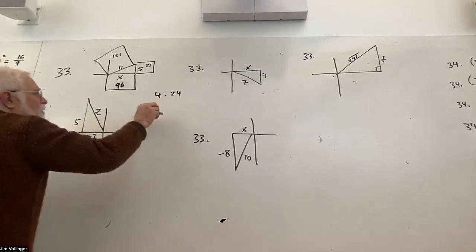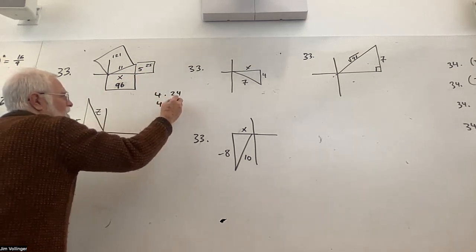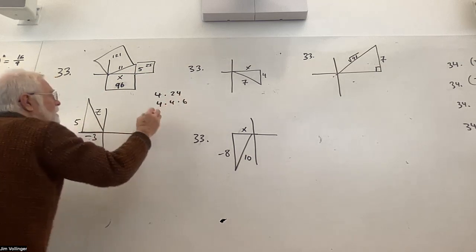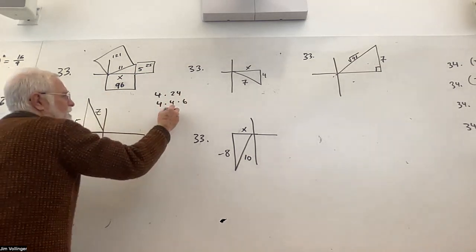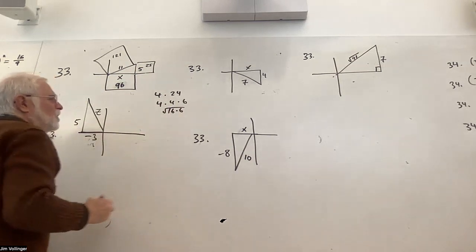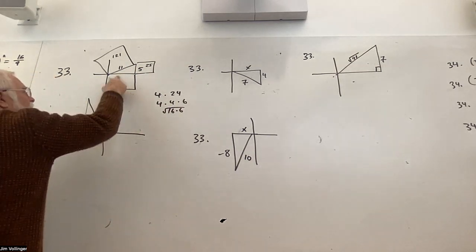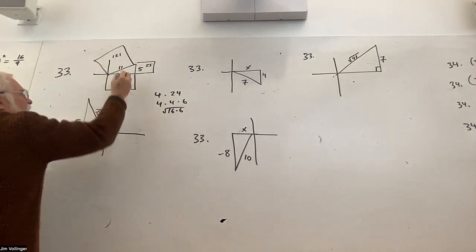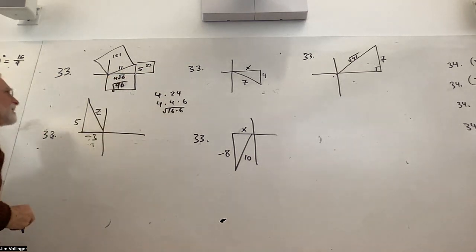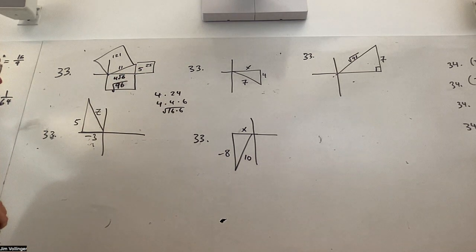Oh, there's another 4 in there. So that's 4 times 4 times 6. Wow. So that's actually 16 times 6. And if I'm going to take that square root, it would be nice if we called it 4 root 6. But I'll take the square root of 96 at this stage. That's moving in the right direction.